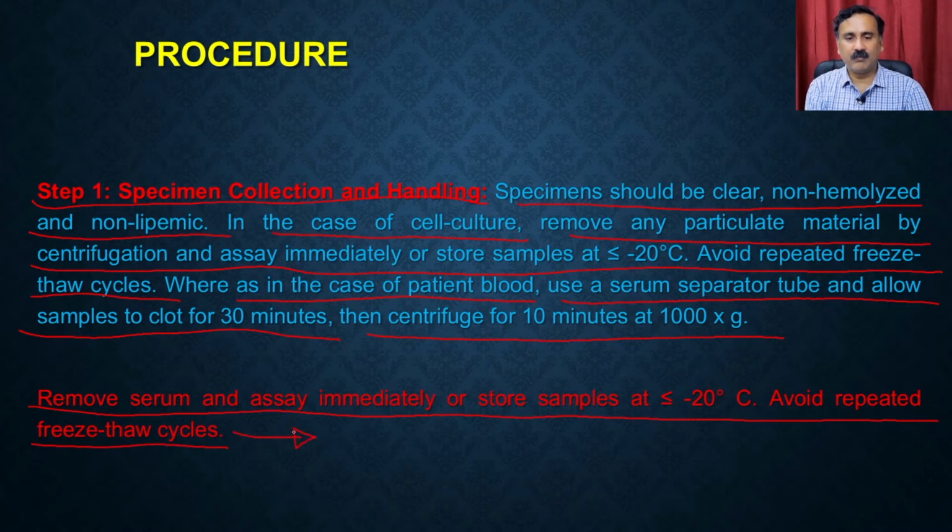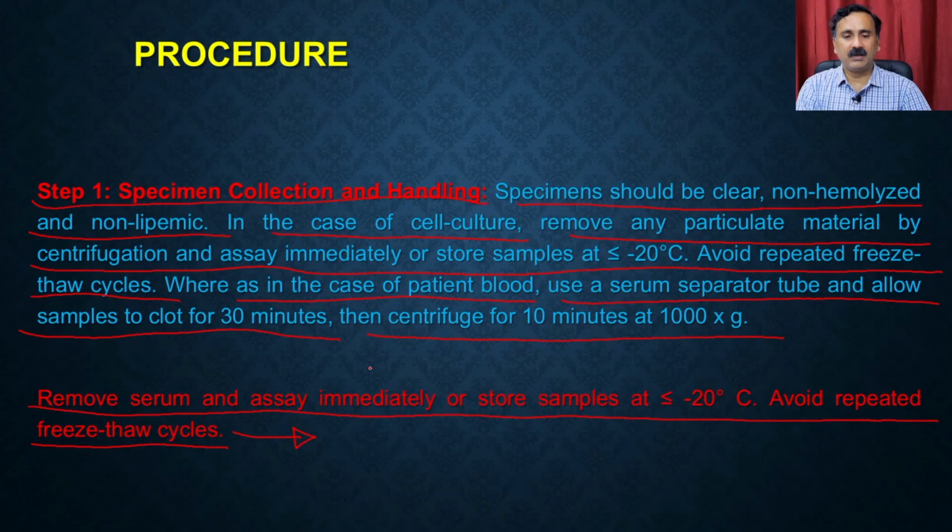This is very important: you should not thaw the biological fluid on multiple occasions. If you need to remove the serum and other components from the blood, you should do it, then aliquot it and keep it at -20, so that it does not undergo repeated freeze-thaw, because if you do the freeze-thaw, it is going to degrade the antigen.